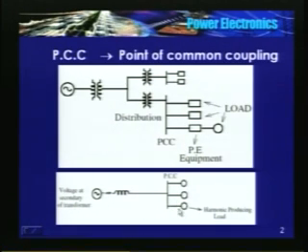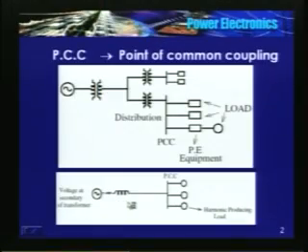Now what happens? Current that is drawn by this harmonic producing load flows through the system impedance. Even if I assume this to be a sinusoid, because of this system impedance, voltage at this point gets distorted, because current is non-sinusoidal now. So voltage drop across this impedance is going to be non-sinusoidal. Voltage at PCC is difference between this and this voltage, so this is going to be non-sinusoidal.